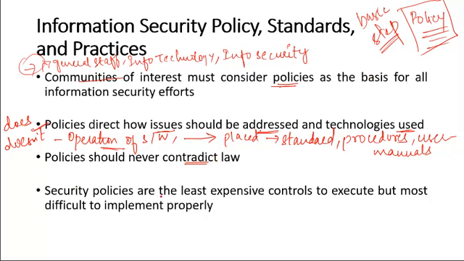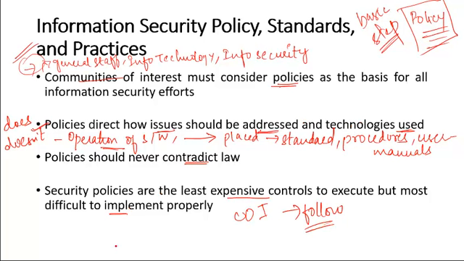The next point is that security policies are the least expensive control, because writing a set of rules is not going to cost you a lot of money. They are the least expensive control to execute, but the most difficult to implement. Making a set of policies is not going to cost you money. A few papers, so that you can print and post them, but it is difficult to implement properly, because all the different communities of interest need to follow all of your policies. That is, making is easy, but following them is difficult.